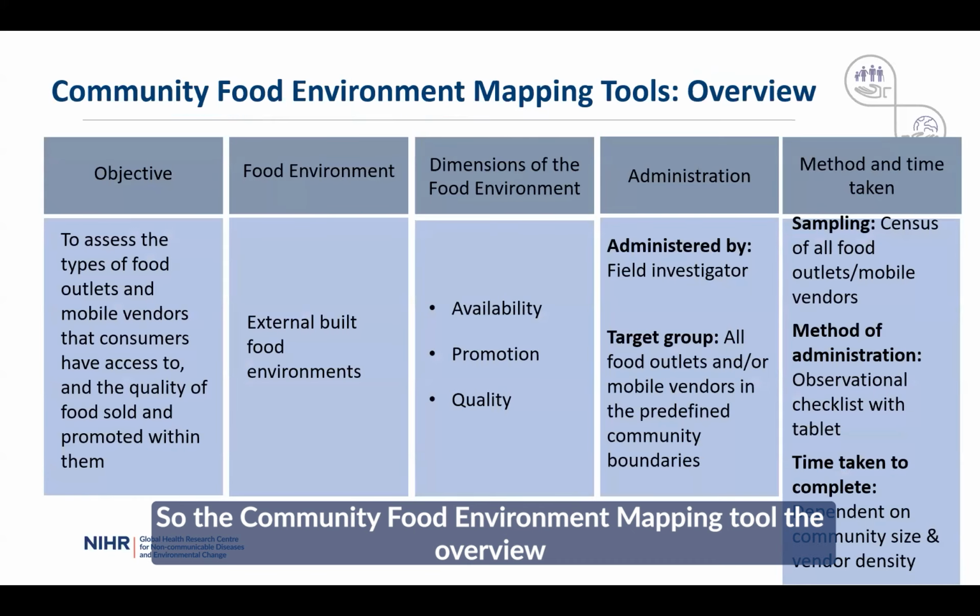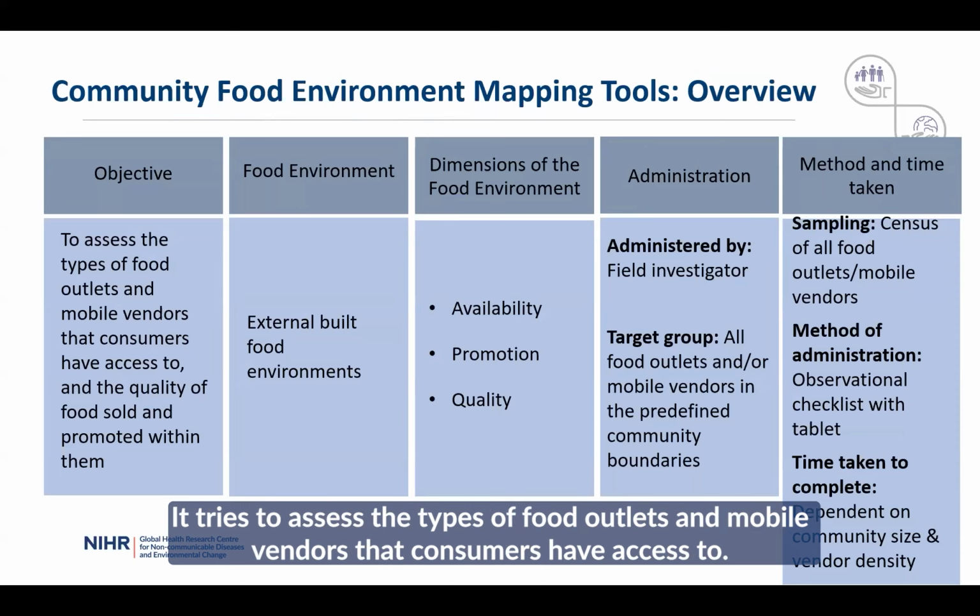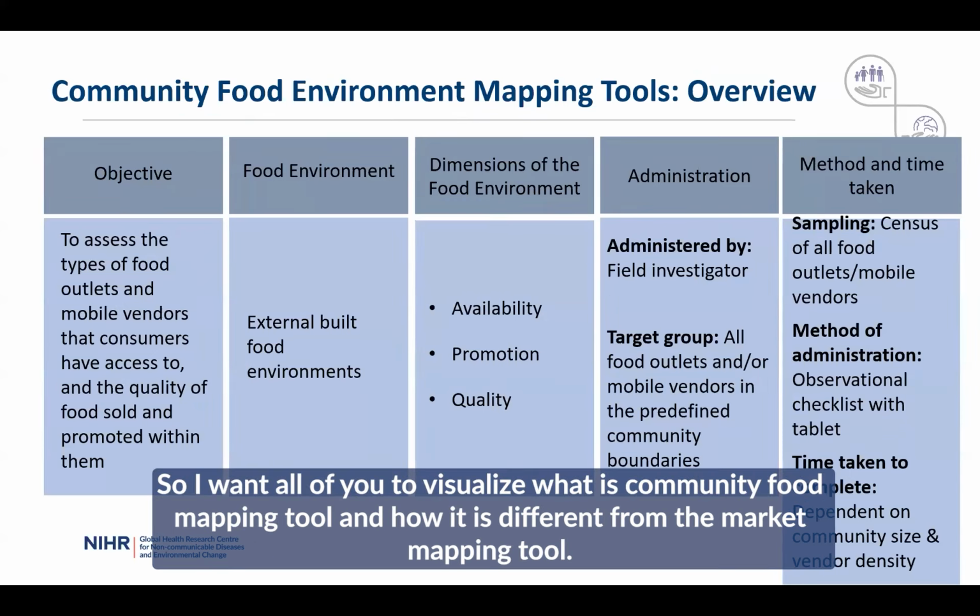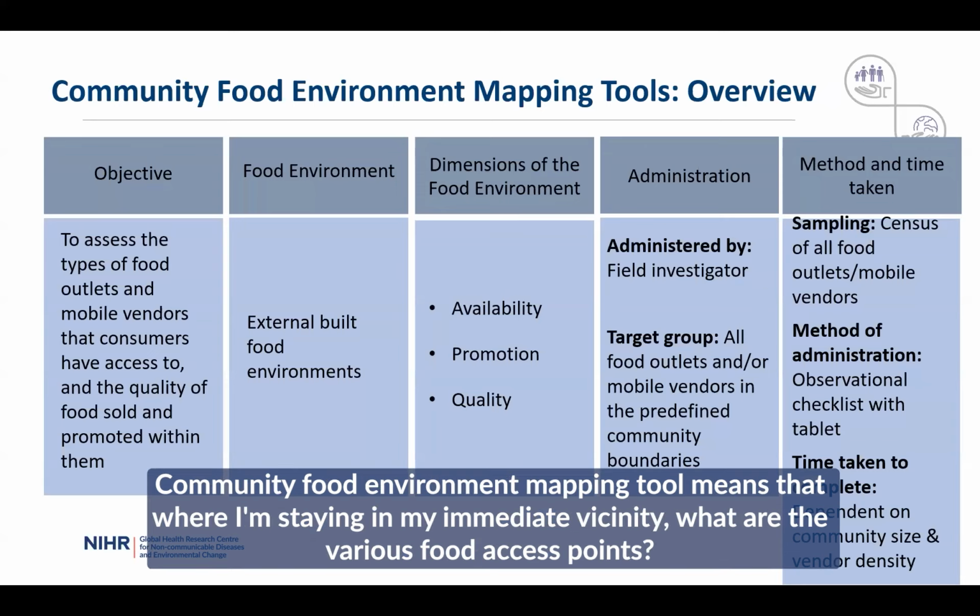So the community food environment mapping tool, the overview: it tries to assess the types of food outlets and mobile vendors that consumers have access to. So I want all of you to visualize what the community food mapping tool is and how it is different from the market mapping tool. Community food environment mapping tool means that where I'm staying, in my immediate vicinity, what are the various food access points?